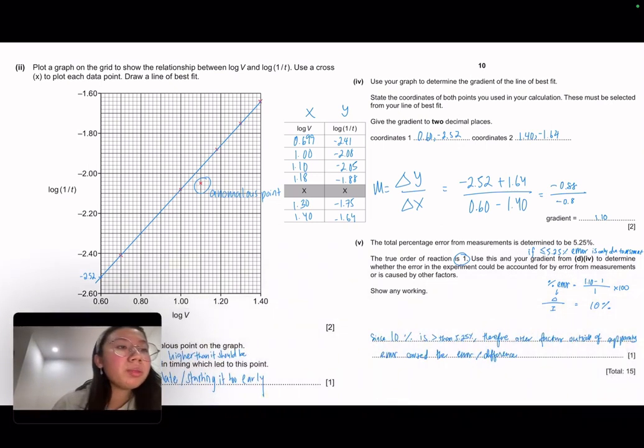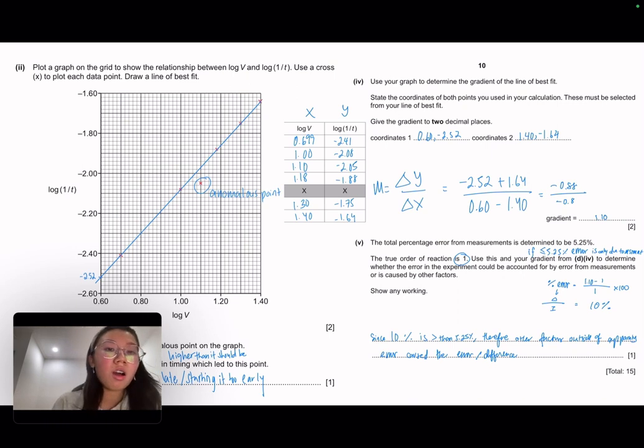Okay, the total percentage error from measurements is determined to be 5.25%. The true order of reaction is 1. Use this and your gradient from before to determine whether the error in the experiment could be accounted for by the error from measurements or is caused by other factors.